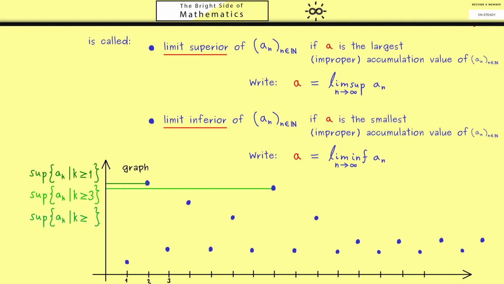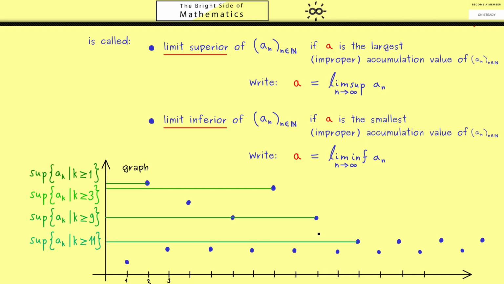Moreover, now it stays the same at this value until we reach the next step, which is k is greater or equal than 9. This means that now we ignore all the points that are left on this side, and then the largest value here is this one. Okay, and now you might already see, we get even smaller when we increase the number here even more. For example, we can choose 11 and then we find this value here. And then the supremum stays at this level, no matter how big this number here is. And please recall, we already know this value here is the largest accumulation value. Therefore, by definition, this is the limit superior.